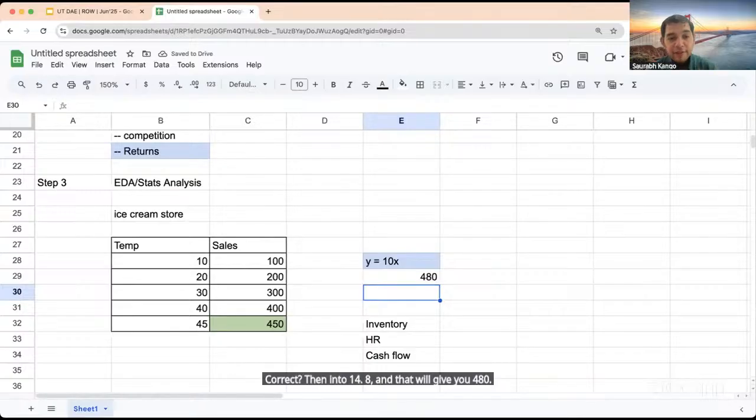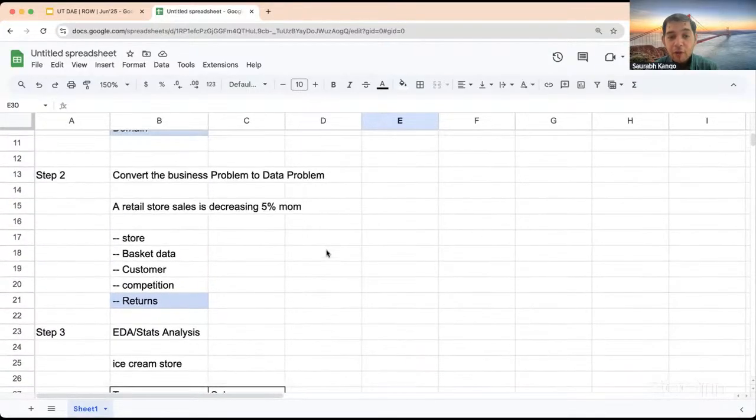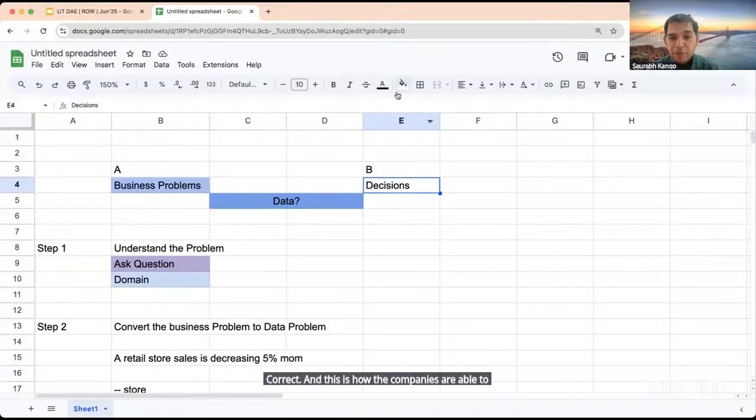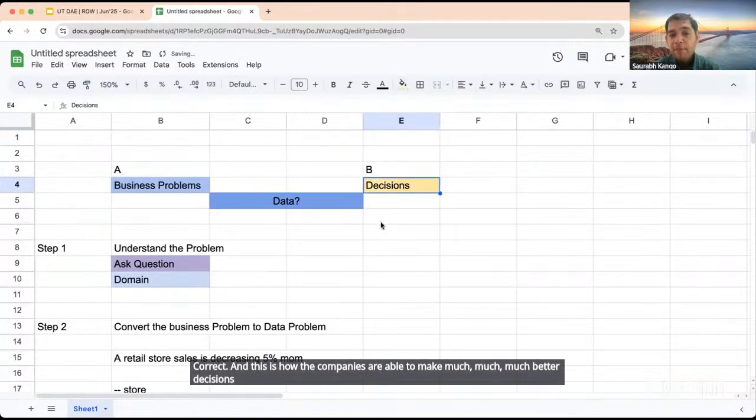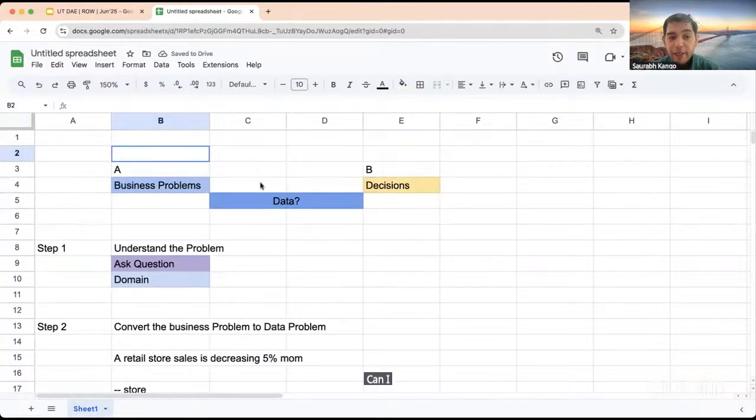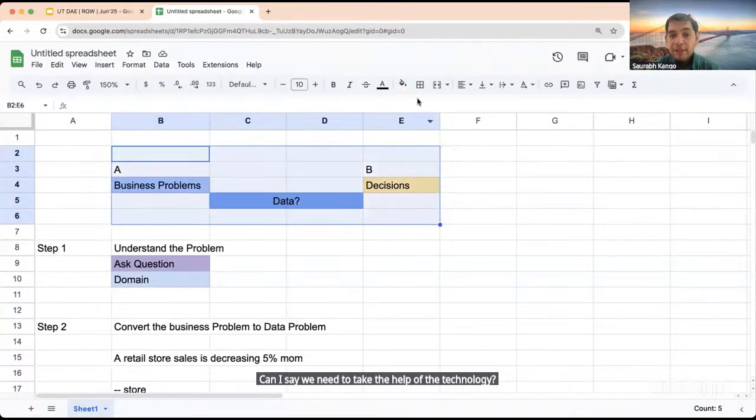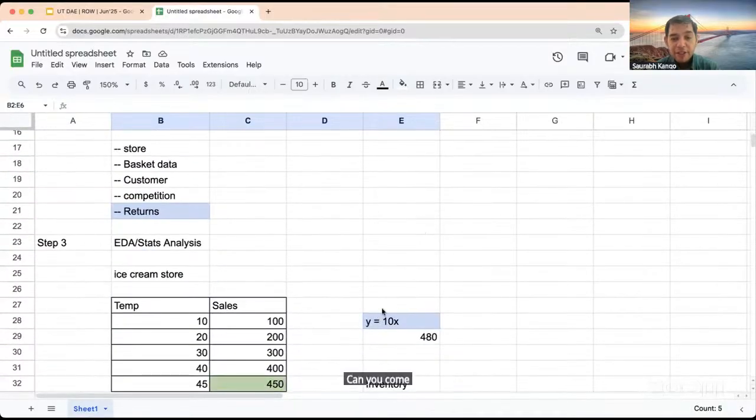Correct? Now, if you have this statistical method, if you have this equation, can you preempt different scenarios and also do the planning according to that? Correct? And this is how the companies are able to make much better decisions with the help of the data. Now, in order to do all of this, can I say we need to take the help of technology? Because is it possible to create the statistical analysis, analyze the data, on a sheet of pen and paper? Can you come up with this equation manually? Is it possible?